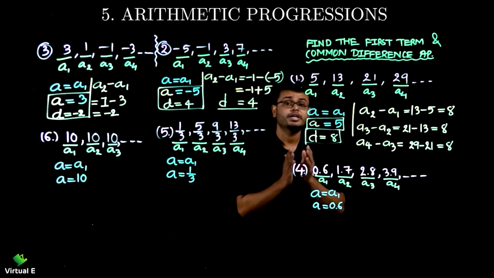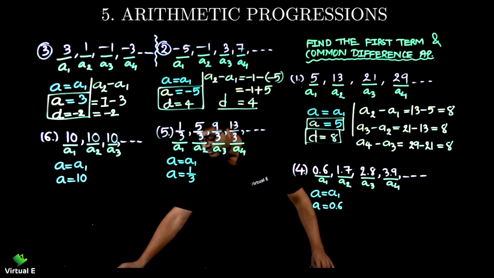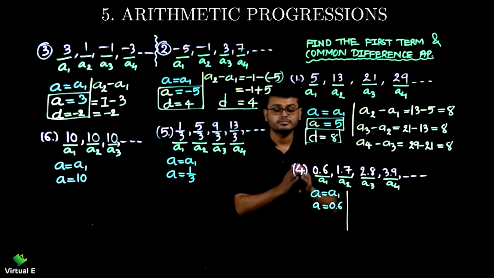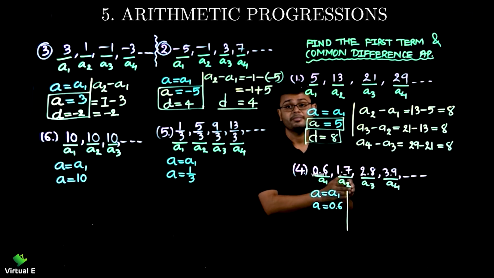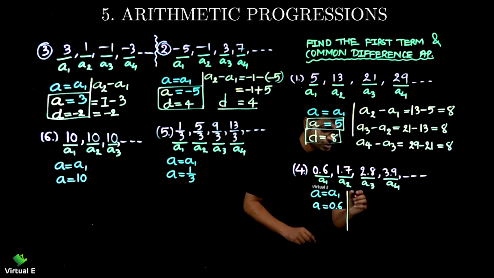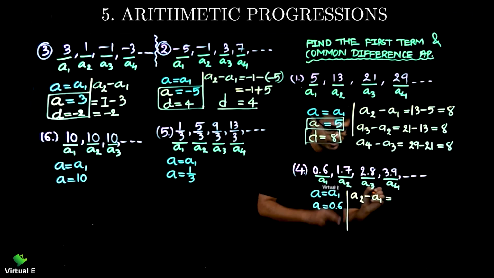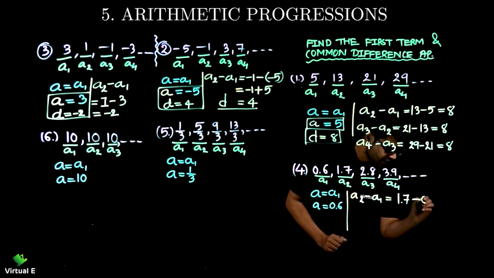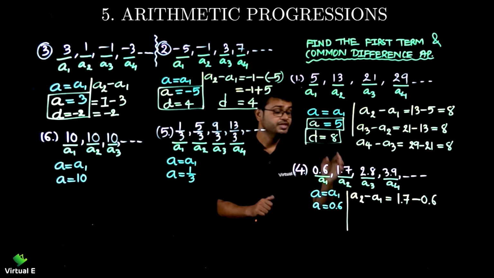Now let's start with the common difference. For the common difference, we know that we need to subtract two terms, a2 minus a1. You can even take a3 minus a2. Remember, but it should be consecutive. So let's say I'm taking a2 minus a1. So what is the value of a2? 1.7 minus what is the value of a1? 0.6.